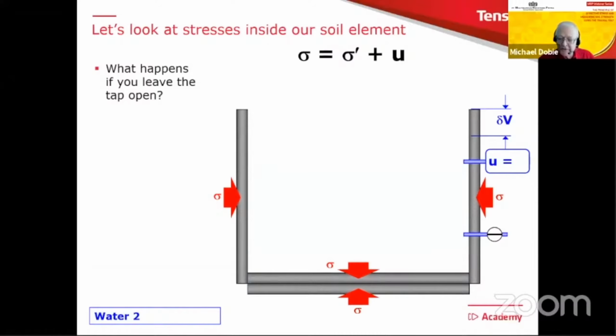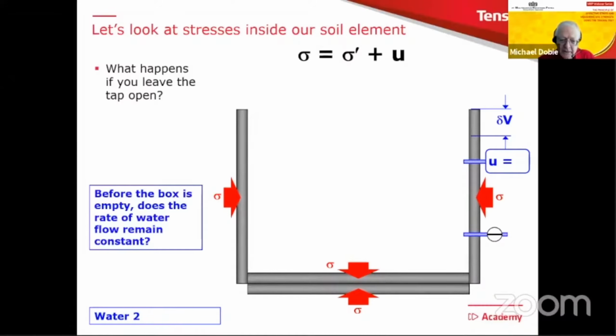Of course, if you leave the tap open continuously, eventually all the water will drain out. I'm sorry, I put my tap slightly high up on the box, but assuming it was right down the bottom, all the water would have run out. But here's another important question. While the water was running out, does the rate of flow remain constant or does it change? This is kind of an important question, and that's part of the question water number 2.